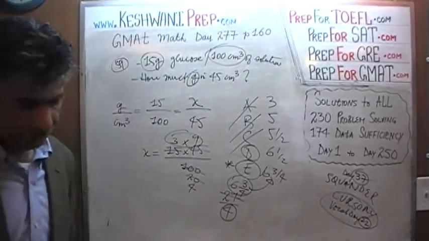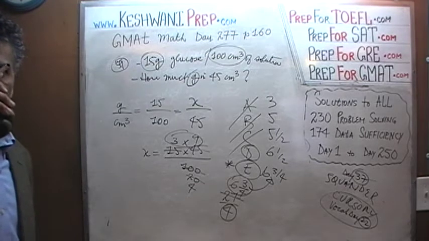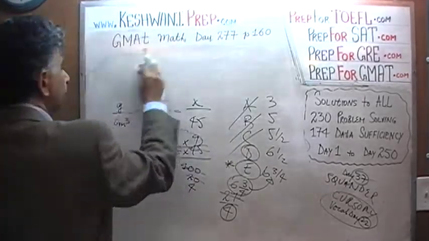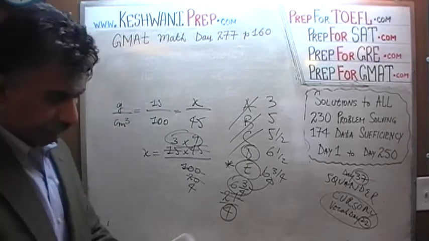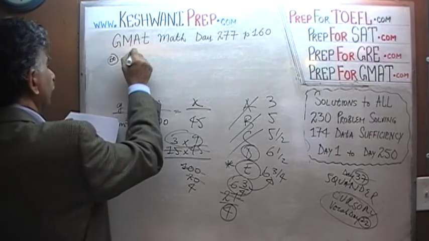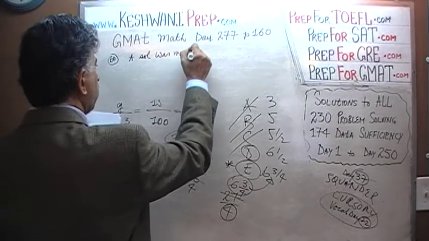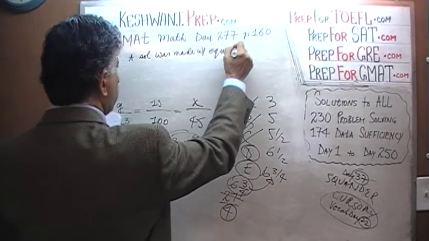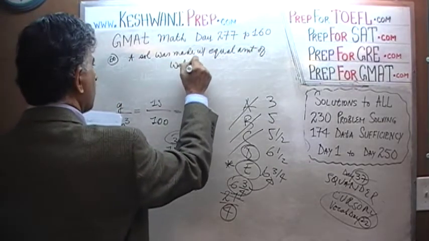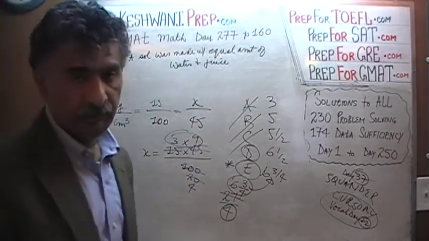Let's go to the next one, shall we? Number 60. Number 60 says that we have a solution that is made with equal amount of water and juice. We are making lemonade. If you read the question carefully, we are making a lemonade.